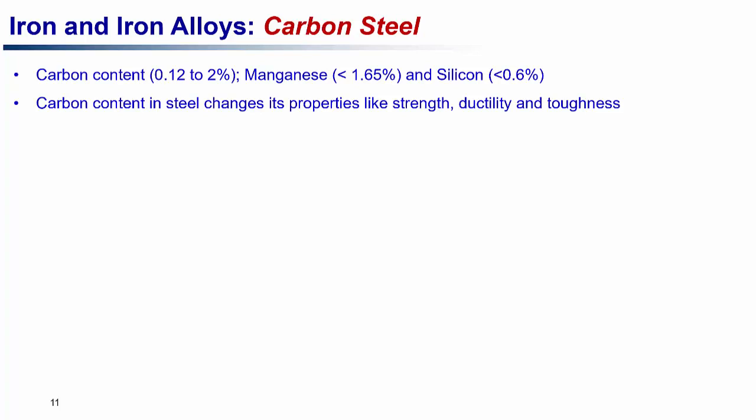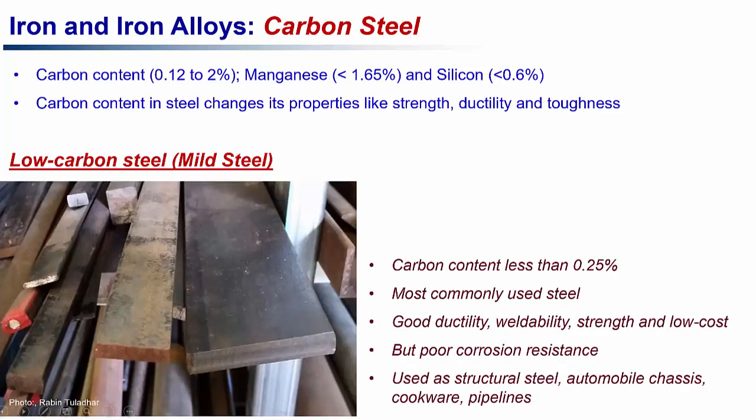Based on the carbon content in steel, it can be classified as low carbon steel, medium carbon steel, and high carbon steel. Changes in carbon content in steel change its properties like strength, ductility, and toughness. Steel with carbon content less than 0.25% is classified as low carbon steel. Low carbon steel is also known as mild steel, and it is the most commonly used steel.